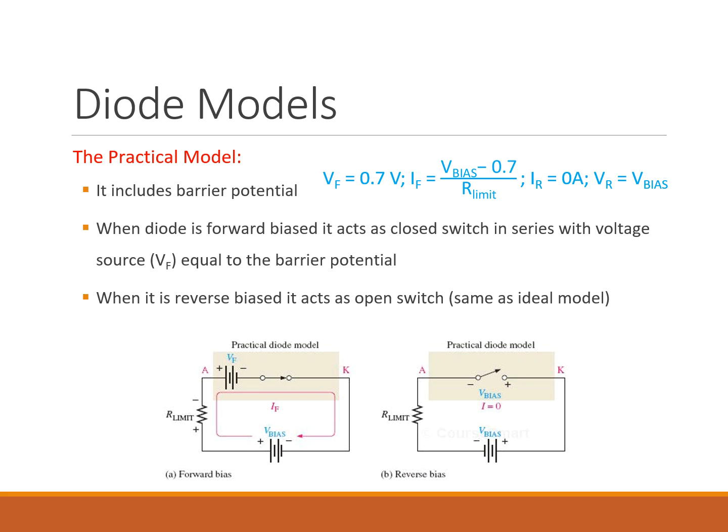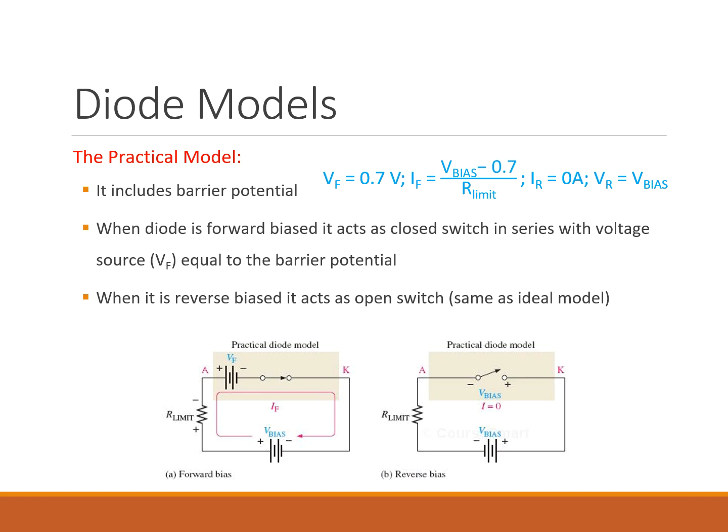So in the practical model, the forward voltage, V sub F, isn't 0 anymore. It's about 0.7 volts for silicon diodes. That voltage drop is always present when the diode is forward biased. So the current becomes I sub F equals the bias voltage minus 0.7 volts, divided by the limiting resistor resistance.